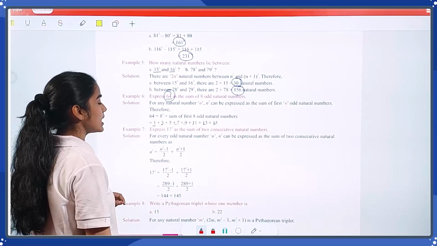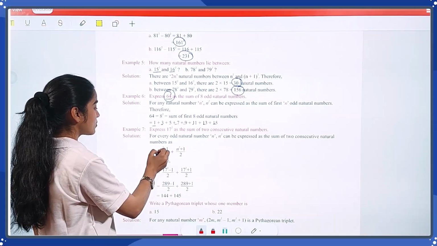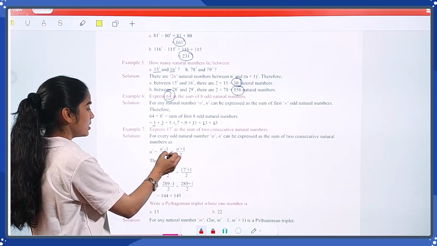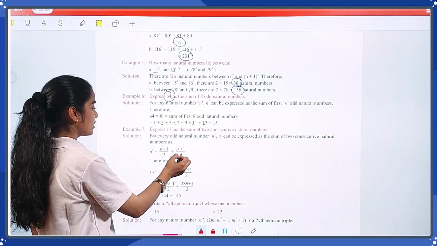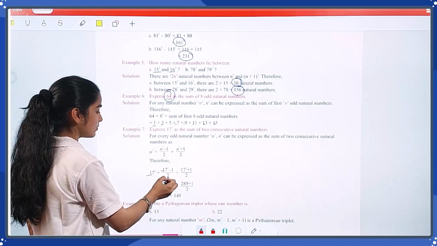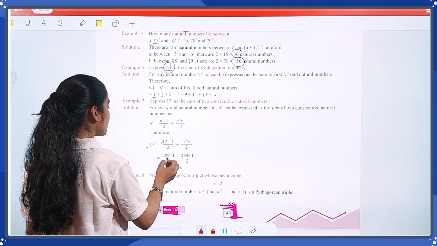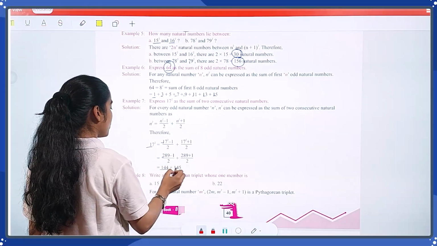Express 17 square as the sum of two consecutive natural numbers. So, n square is equal to (n square minus 1) divided by 2 plus (n square plus 1) divided by 2. Therefore, (17 square minus 1) divided by 2 and (17 square plus 1) divided by 2, which is 144 and 145.